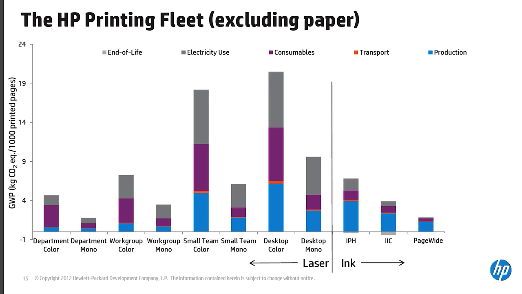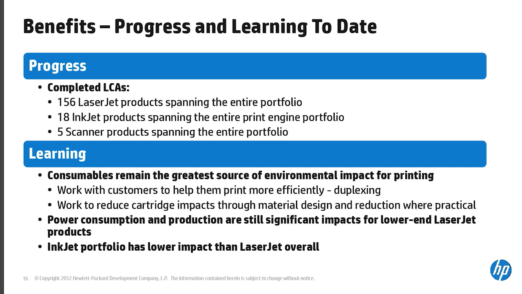One thing I should point out, this graph excludes paper, because 1,000 sheets of paper has the same impact whether it goes through an inkjet printer or a LaserJet printer. So we pulled it out here so you could see just how the various impacts of the printer itself affect the carbon footprint. So basically, what are our benefits and learnings to date?